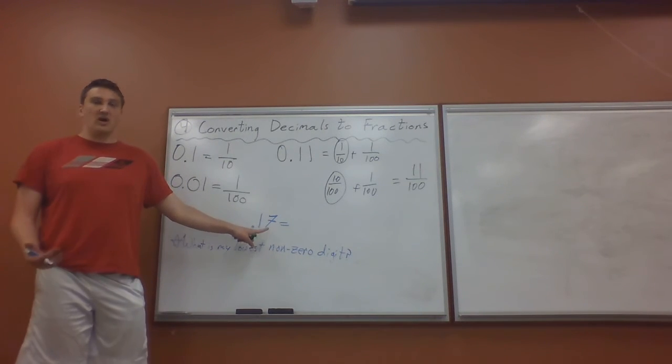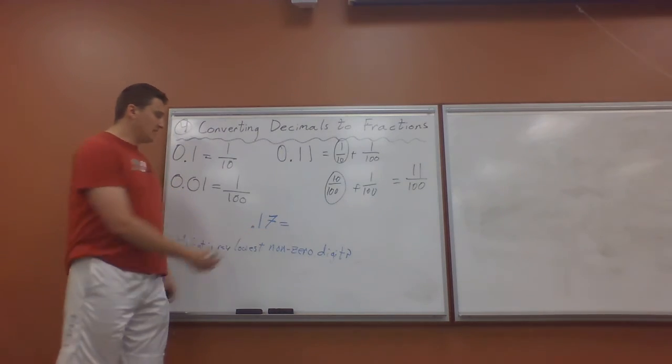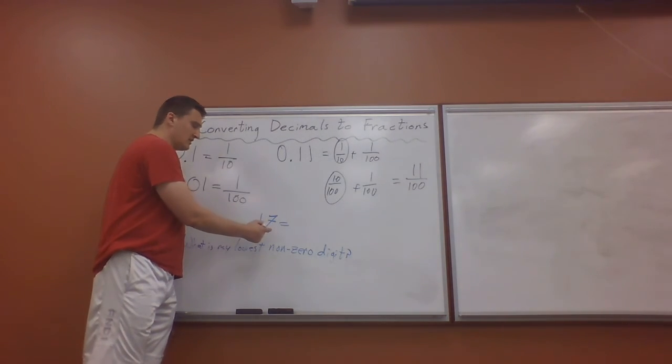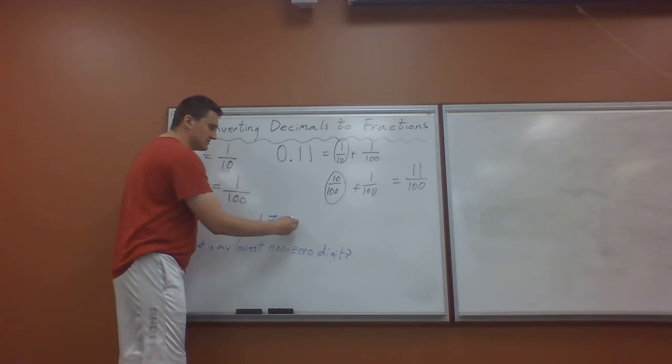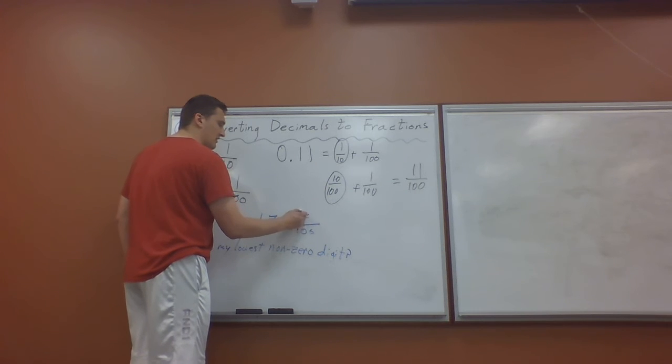Now the next question is, what place value is that non-zero digit? It's in the, let's see, tenths, hundredths. That 7 is in the hundredths place, so here's my fraction. I have 100 on the bottom there, I have 17 on top, and then I'm done.